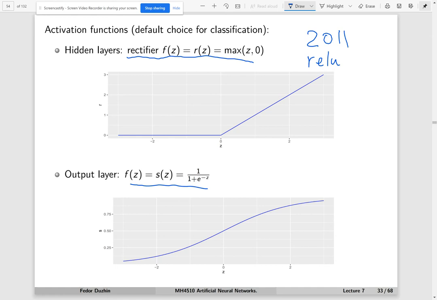One of the components of this artificial intelligence revolution was this clever idea to use the linear rectifier instead of a sigmoid as activation function for hidden layers. Basically, training is much faster with a linear rectifier than it is with sigmoid.